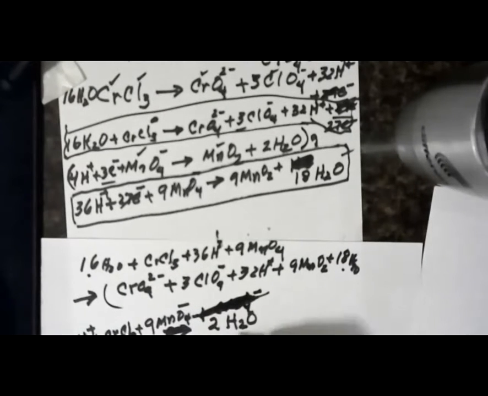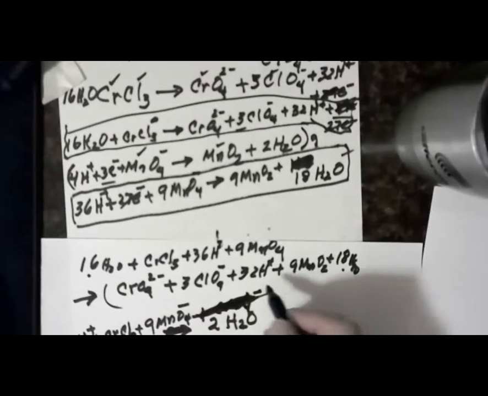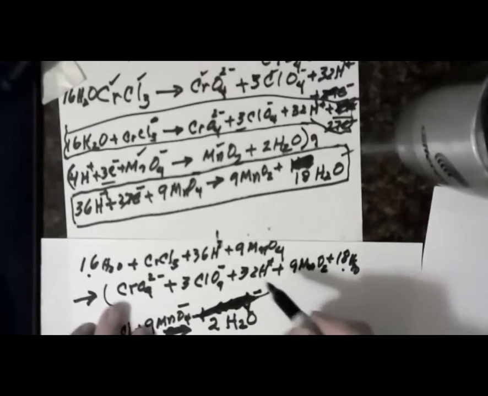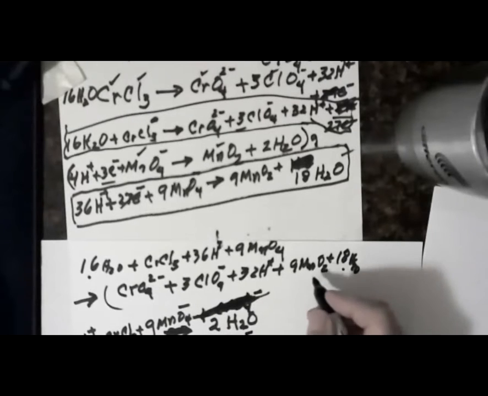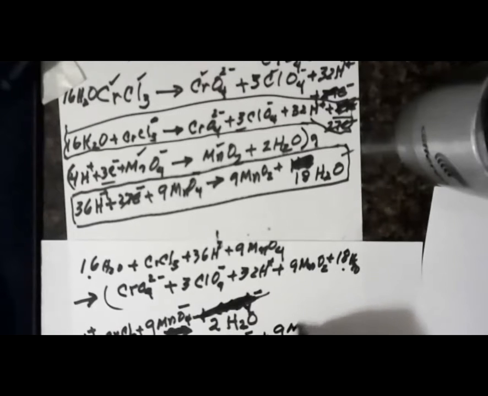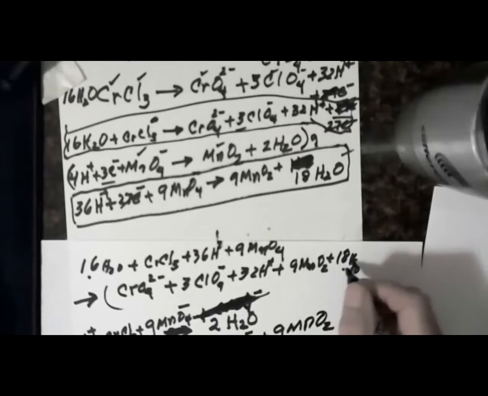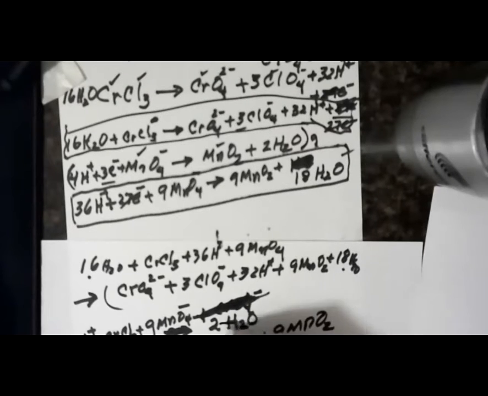All right. That should be everything that I've got for the reactants. Let's put the products in. The products are going to be the CrO4 2-, the 3 ClO4-, and the 9 MnO2s, and I've already taken in the 2 waters.